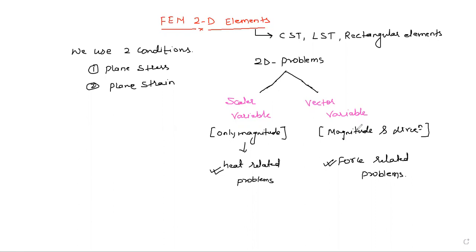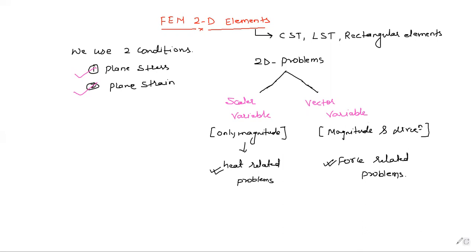So in basically two-dimensional elements, there are two conditions: plane stress condition and plane strain condition. Based on the question details, we will identify whether we should go for the plane stress condition or plane strain condition. And then the problem is basically divided into two parts: a scalar variable and vector variable. Scalar variable means the quantities that they are asking will have only magnitude, no direction. But if the quantities they are asking have magnitude as well as direction, like they are asking some unknown forces, then it will come under the category of vector variable.